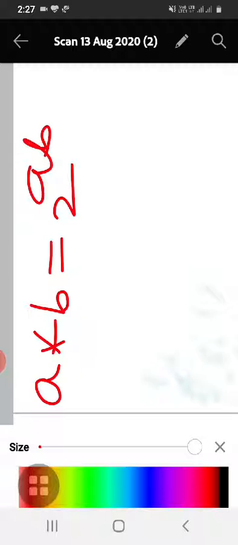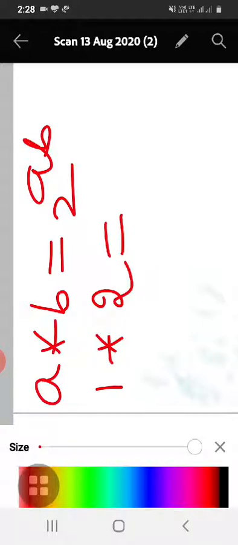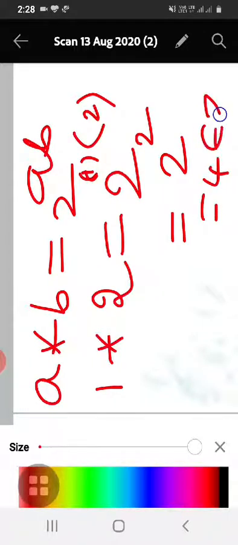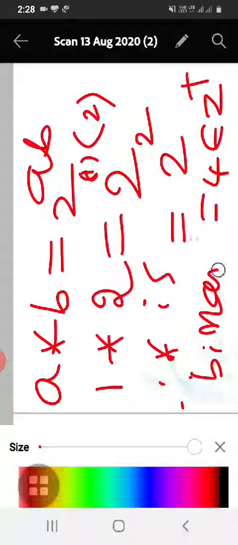So I can consider any two positive integers. Let's take, say, simple 1 and 2. See, a is 1, b is equal to 2. So 2 to the power of, this a is 1 into this b is 2, so 2 to the power of 2. 2 to the power of 2 means 2 square is 4. This belongs to Z plus. Therefore star is binary. Okay. So once again I get a positive integer, therefore star is binary.